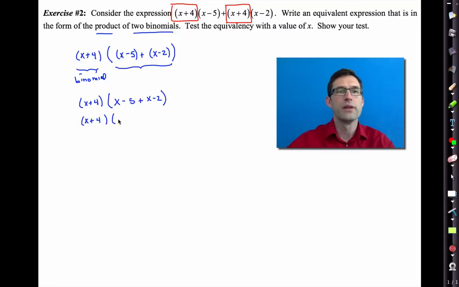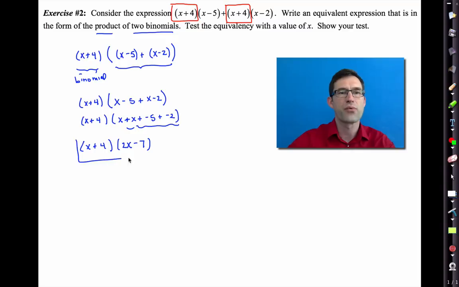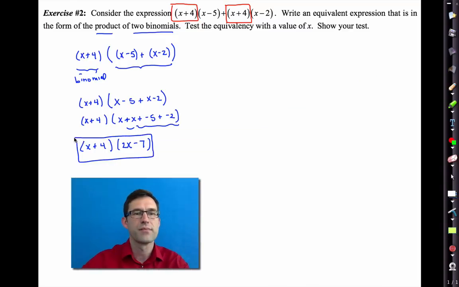And then I can really look at this as x plus x. I'm going to change this into plus negative 5 plus negative 2. Some of you won't need to do this step. Some of you will be able to go to the final step almost immediately. But I'll get x plus 4 times 2x minus 7. And there is the product of two binomials.